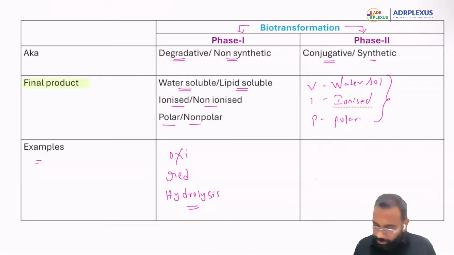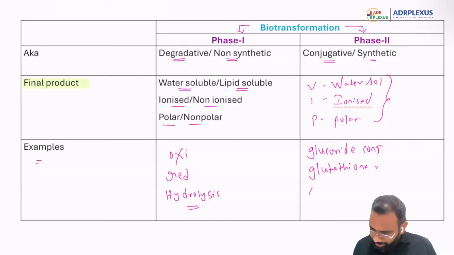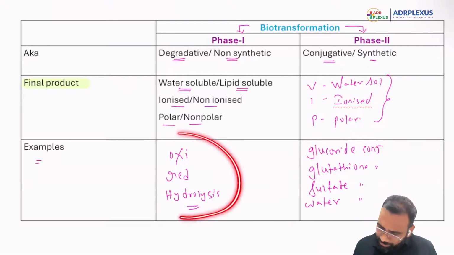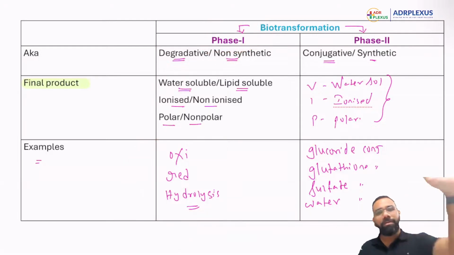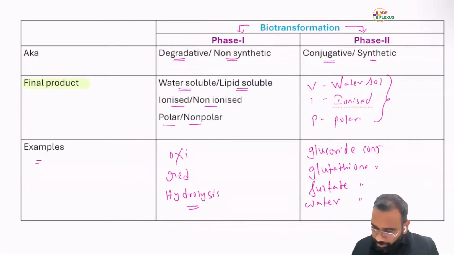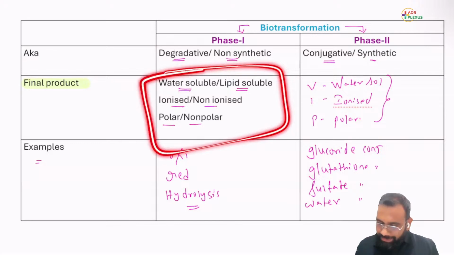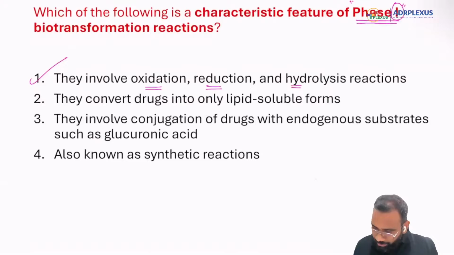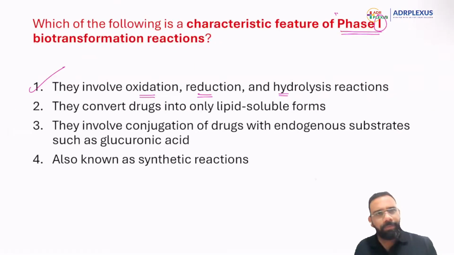And coming to phase two: glucuronide conjugation, glutathione conjugation, sulfate conjugation, water conjugation. There are so many things. But if you cannot remember these, at least if you can remember these things come under phase one, all the remaining things come under phase two. That is enough. But here you should carefully identify these terminologies. Now let's come to the question here once again. They convert drugs only into lipid soluble forms. So no, not only lipid, either water soluble or lipid.